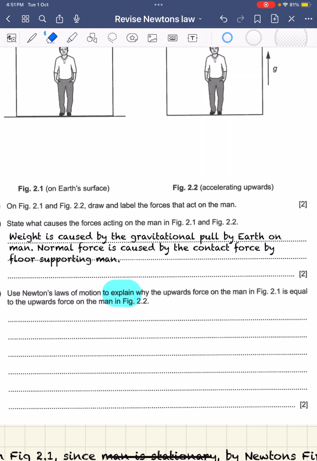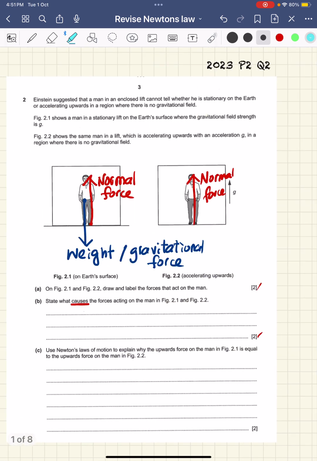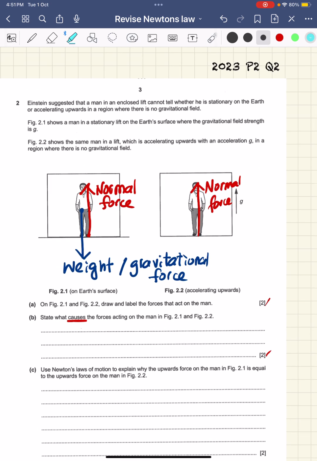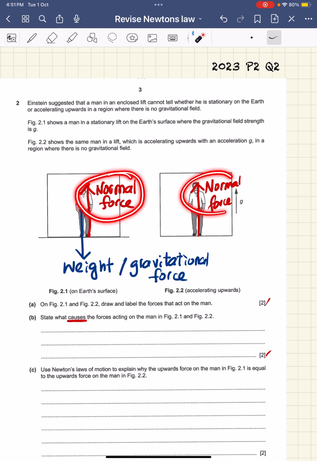Okay, to explain why the outward force on the man in figure 2.1 is equal to the outward force on the man in figure 2.2. Since we already have the free body diagram on the man, we can see that the upward force that part C is referring to is this one and this one.